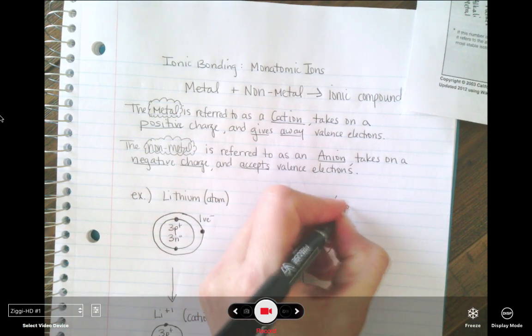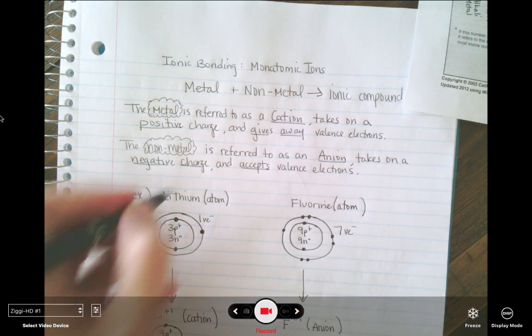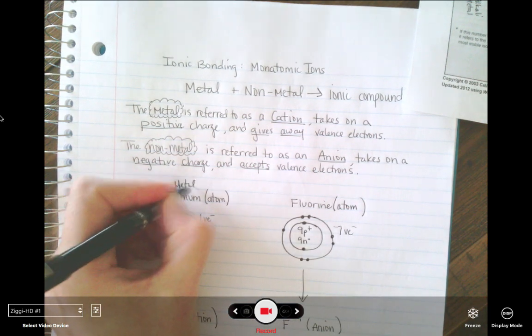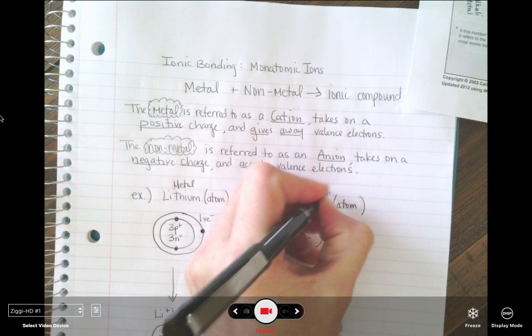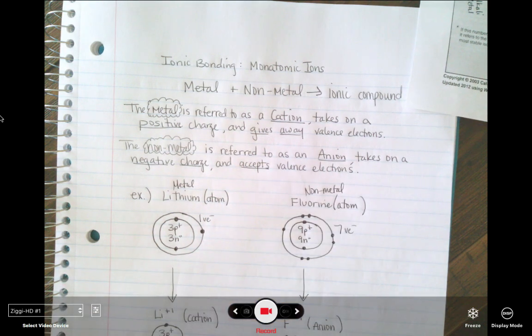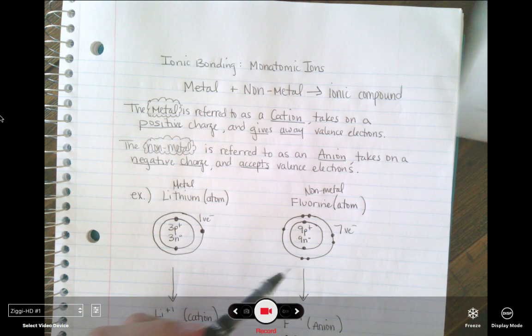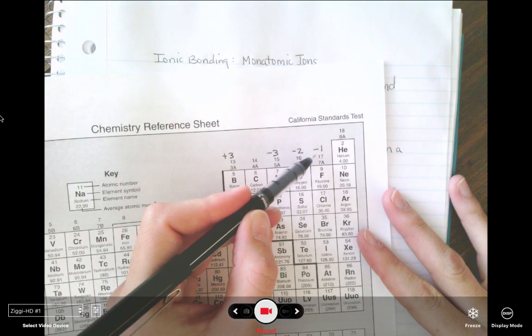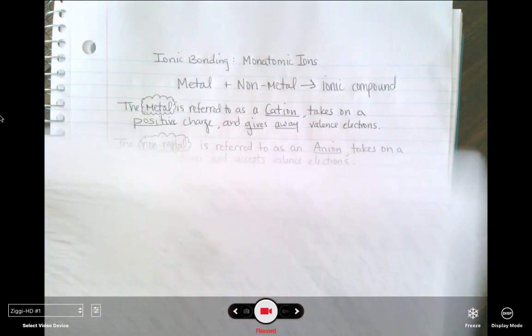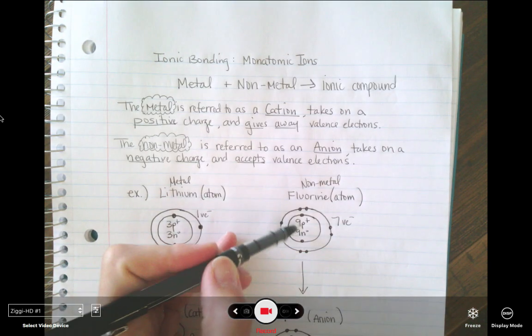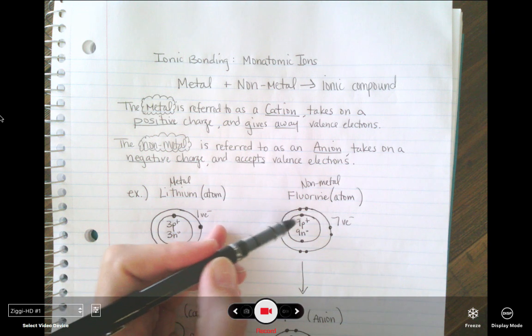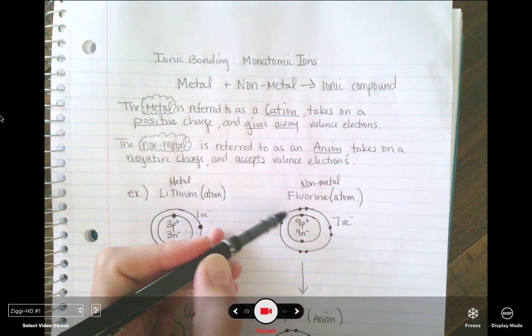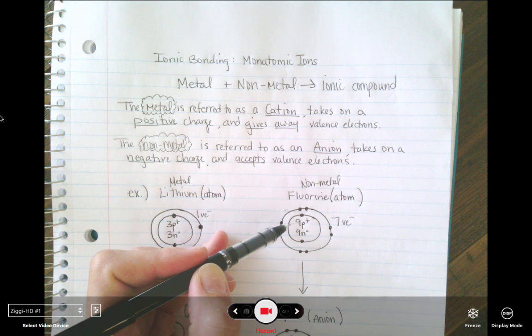Fluorine is going to be, so this is the metal, and this is the nonmetal. So you have a metal plus a nonmetal. Fluorine is going to represent the anion, or nonmetal in this situation. Fluorine is number 9 on the periodic table. So on this periodic table, fluorine is over here. It already has a -1 charge, so I'll show you where that comes from. As an atom, it has 9 protons, 9 neutrons, 9 electrons. We place 2 electrons in the first ring, which leaves 7 in the second ring.